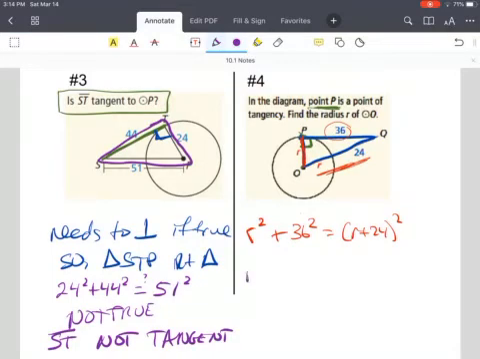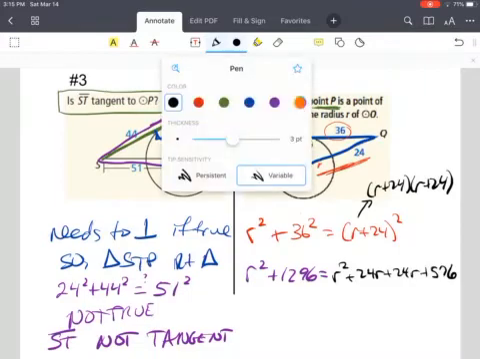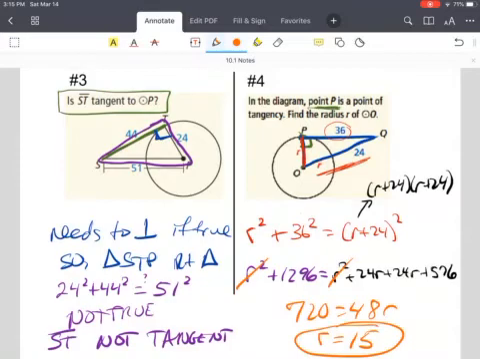So using our calculator, we can get that r squared plus 1296 equals. Now you do need to remember to distribute the r plus 24. Now, works out nicely here that our r squareds are going to cancel. When we move the 576 to the other side, we're going to get 720 equals 48r, which means our radius is 15.